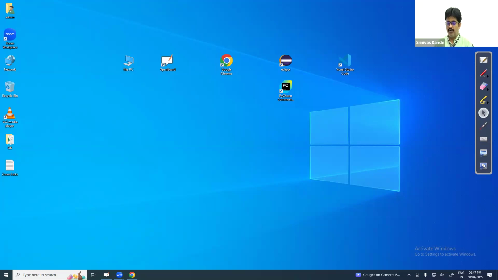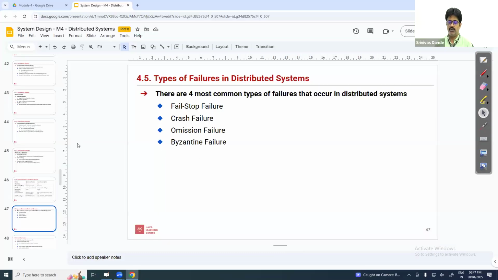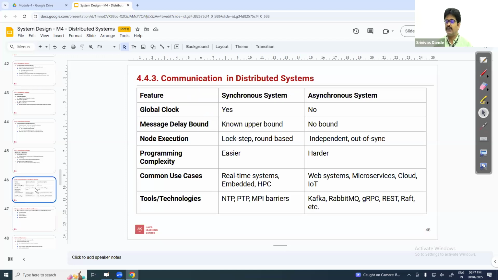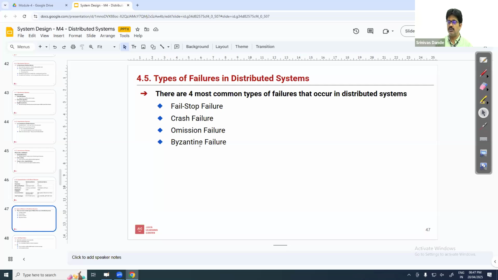In this session, we'll continue with distributed systems. In the previous session, we saw that the last topic was communication in distributed systems. Now let's start with types of failures in distributed systems.